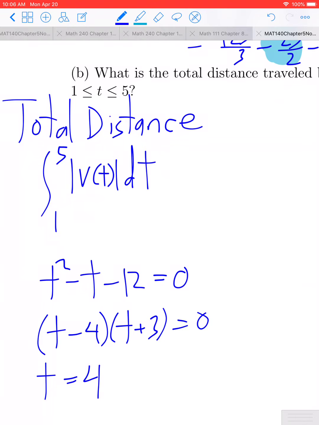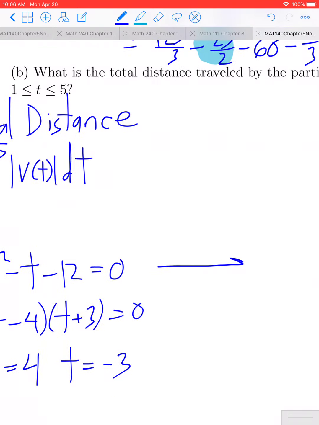We get two solutions, t equals 4 and t equals negative 3. So these would be the points in time when the velocity would be equal to 0. We can take these points and plot them on a number line. Negative 3 would be here, 4 would be here.